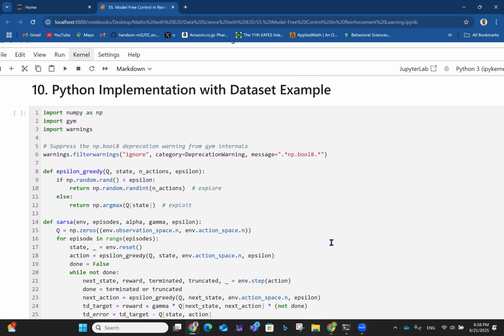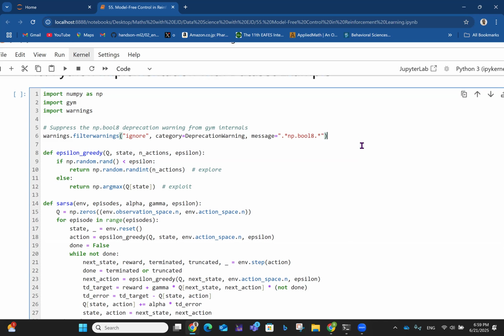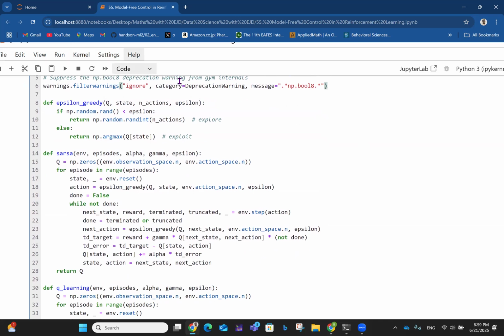So, Python implementation with that dataset example. Since we have some warning regarding gym, we have put lines 5 and 6 there to take care of that. So import numpy as np and import gym. Gym is an OpenAI thing that is good for reinforcement learning. We define epsilon-greedy, with Q state, the number of actions and the epsilon. If np.random.rand is less than epsilon, we return np.random with the number of actions. Else, return np.argmax of Q state.